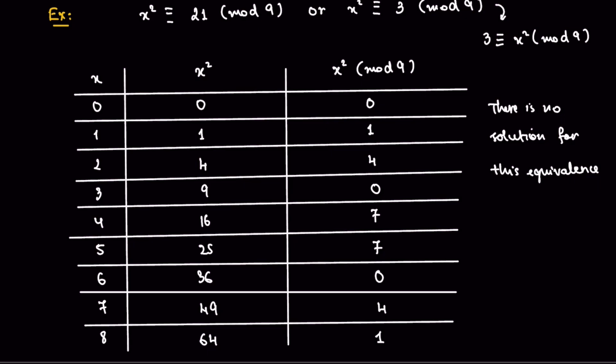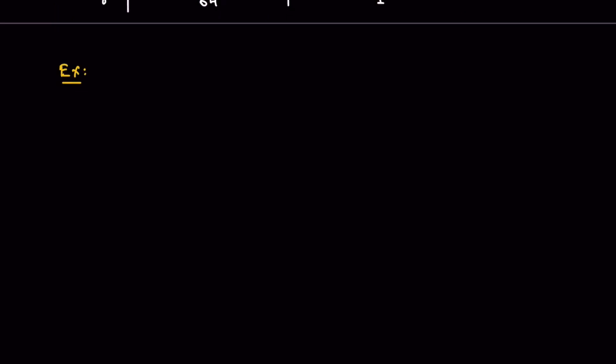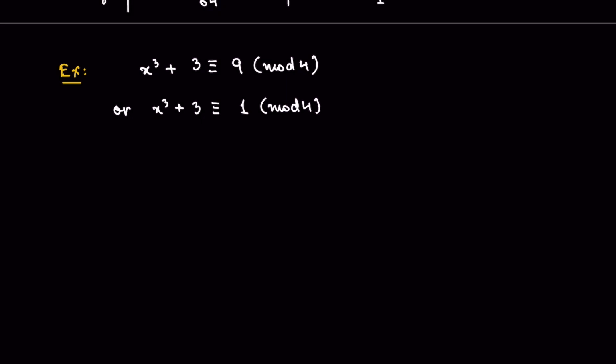Now let me do another nonlinear congruence. In this example, I want to do x cubed plus 3 congruent to 9 mod 4. Again, 9 is greater than 4, so we want to reduce that number. You take 9, divide it by 4, and you get the remainder of 1. Or you can write x cubed plus 3 congruent to 1 mod 4. It's going to be helpful for us to set up the problem. You're looking for x such that 1 is congruent to x cubed plus 3 mod 4.